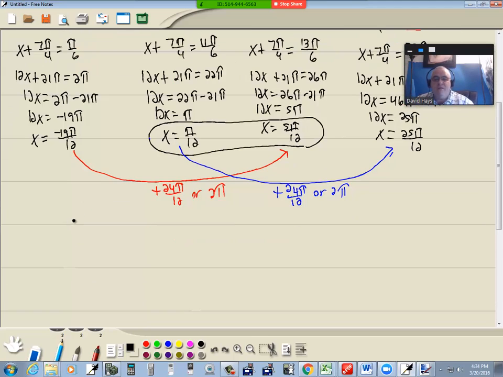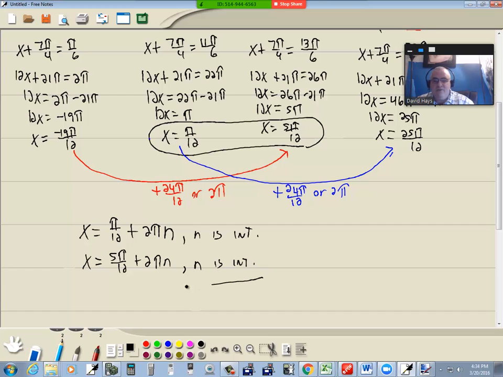So to account for all of our answers, we're going to start with our one that's between 0 and 2 pi, the pi over 12, and I'm going to add 2 pi n, where n is an integer. And there's different ways you can write this. And then our next one will be 5 pi over 12 plus 2 pi n. And again, n is an integer. And those would account for all of our answers. Because if we kept adding 2 pi and 4 pi and 6 pi and so on for eternity, then we would find that the same pattern holds true.